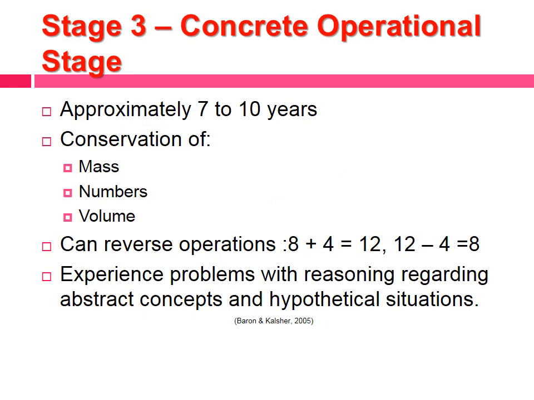The third stage of Piaget's cognitive theory is called the concrete operational stage, and this occurs after the pre-operational stage at the age of approximately 7. This is when a child can conserve. The use of the word conserve and conservation in terms of Piaget's theory doesn't mean the same thing as the environment. It's a completely different concept. A child can conserve mass, numbers, and volume.